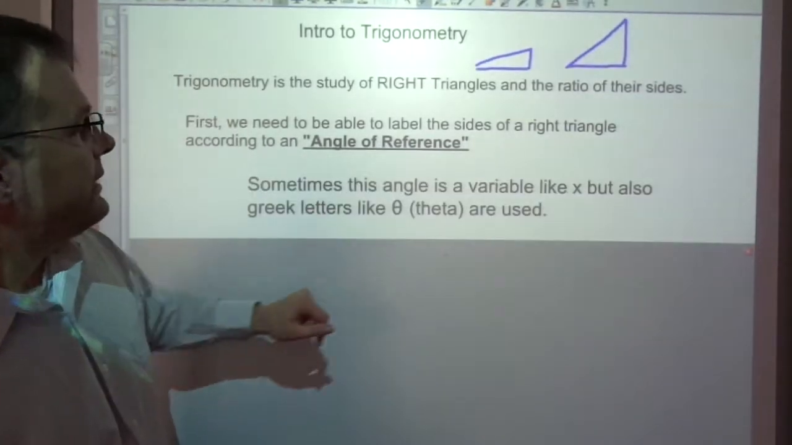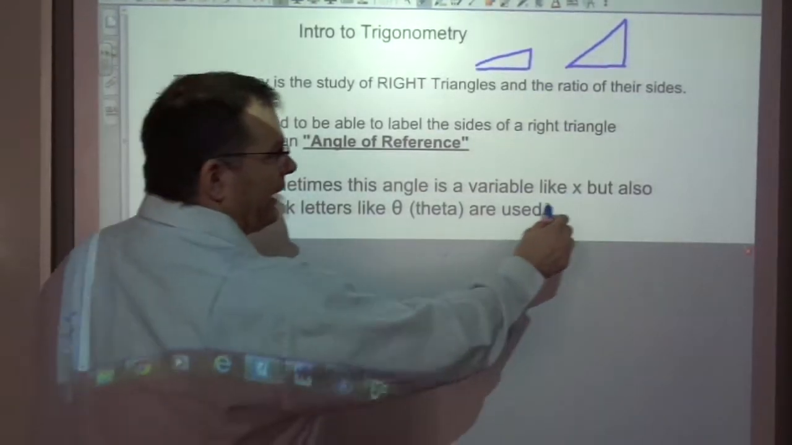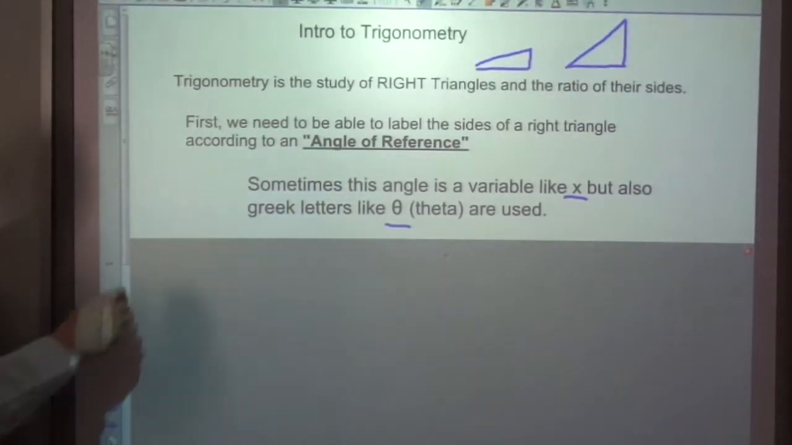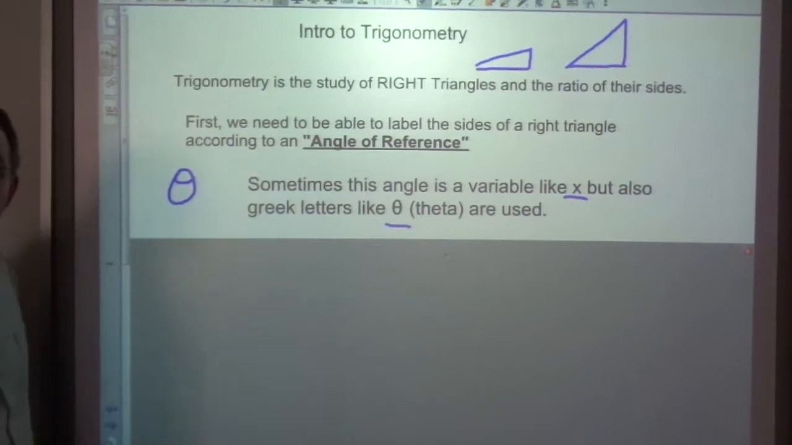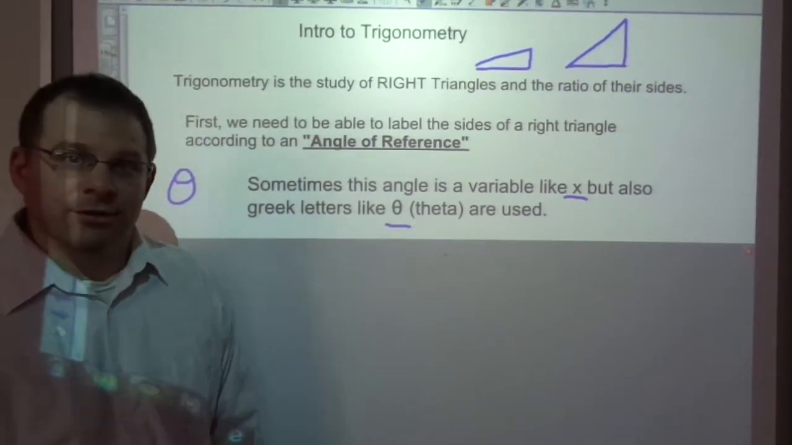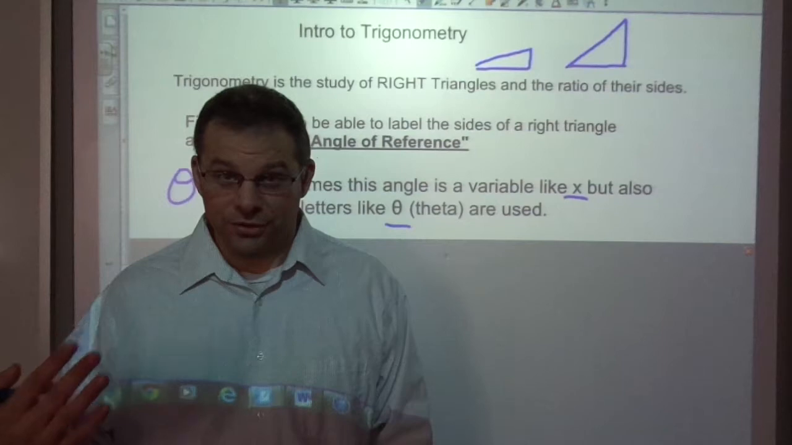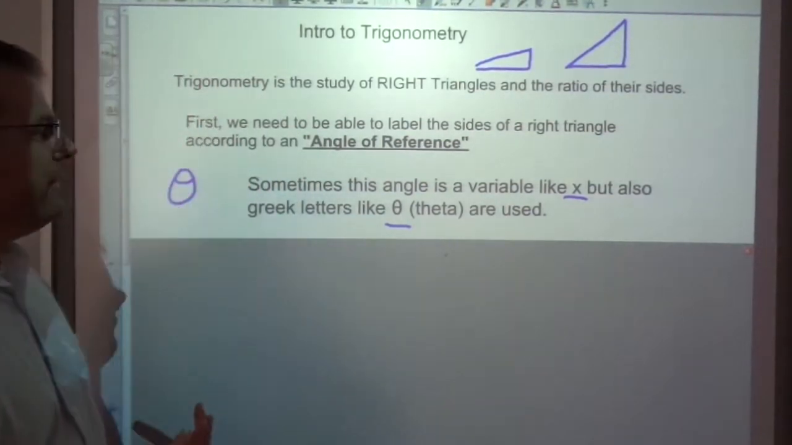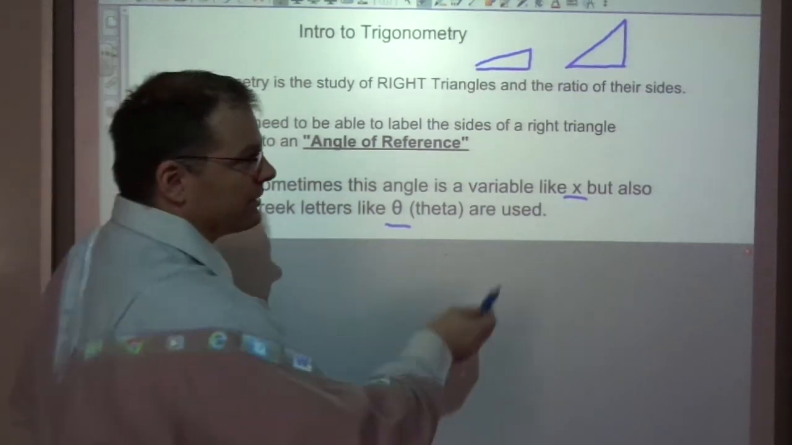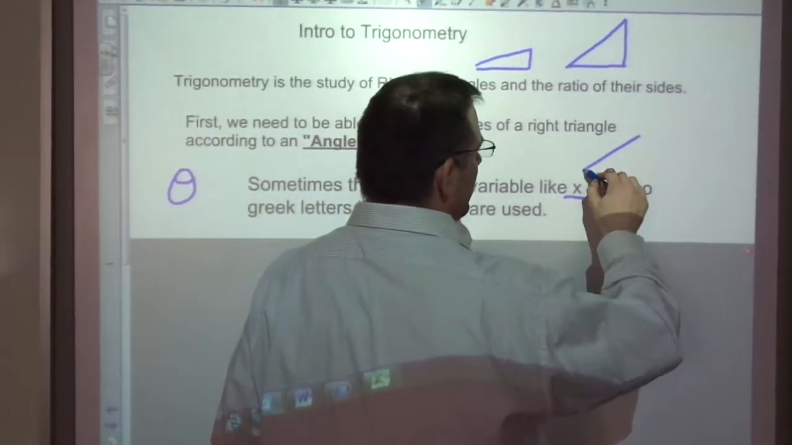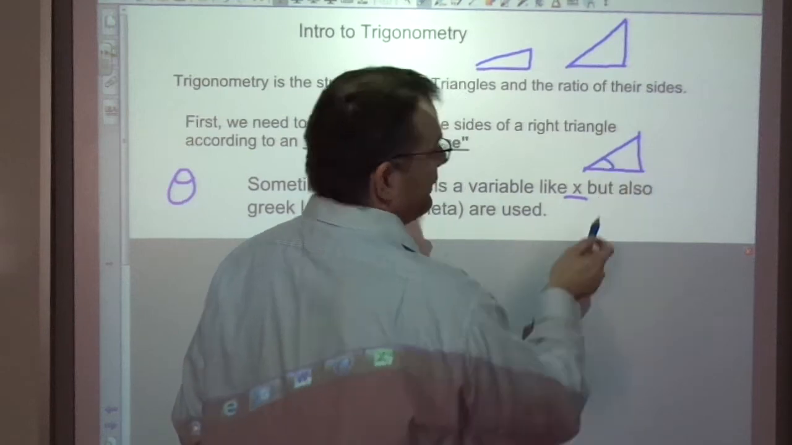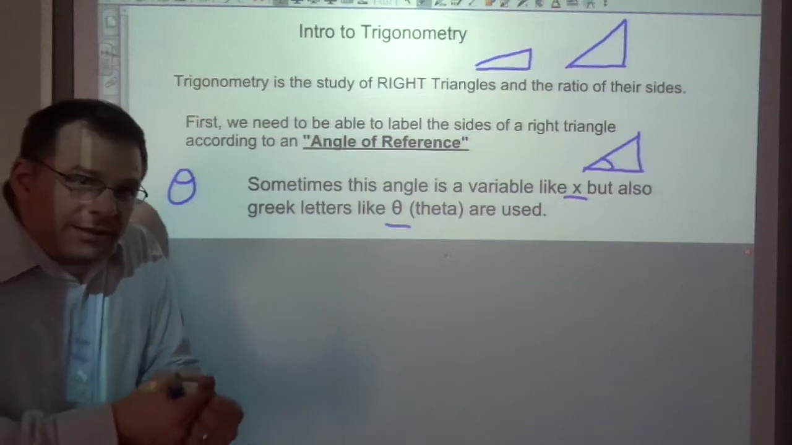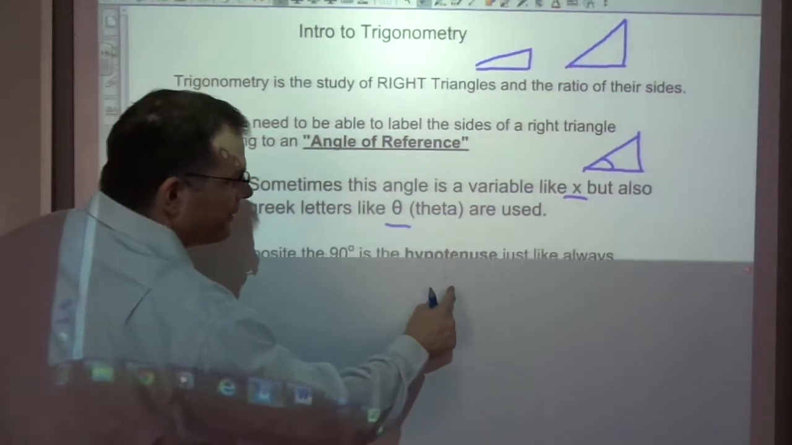This angle of reference is sometimes x, but is also often the Greek letter theta. It's a little circle with another little circle in it. That's a Greek letter. When you go to college, you'll learn all the Greek letters because everybody will have them on their shirts. But this is the Greek letter theta. Sometimes, like on one of your worksheets, we have a triangle and they just draw a little mark like that to show you that's the angle of reference. But wherever it is, that's where we're going to sit and look and name the other sides of the triangle.